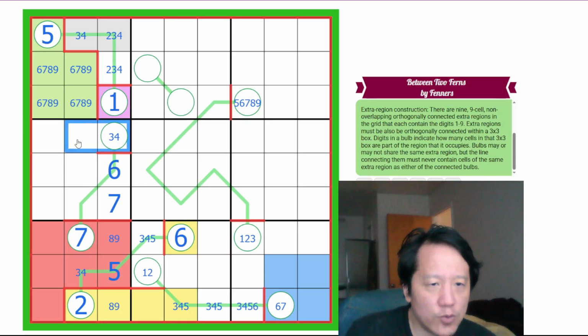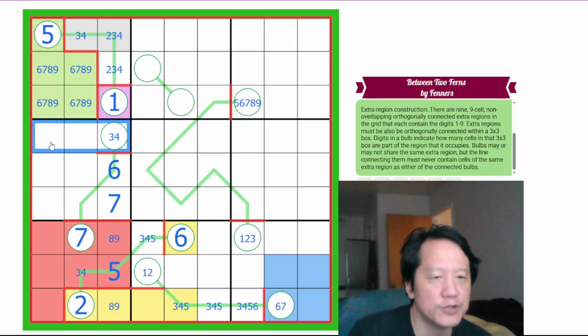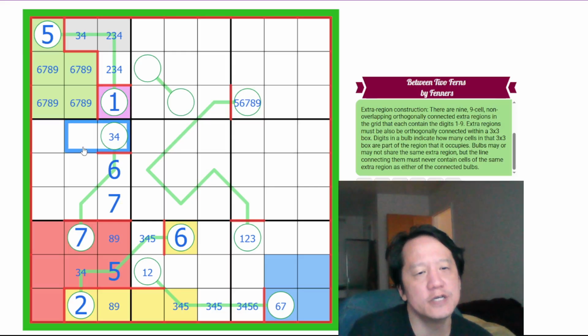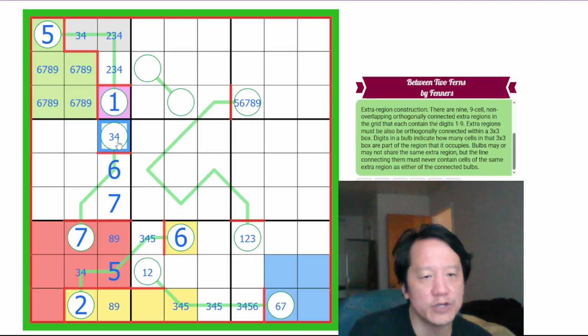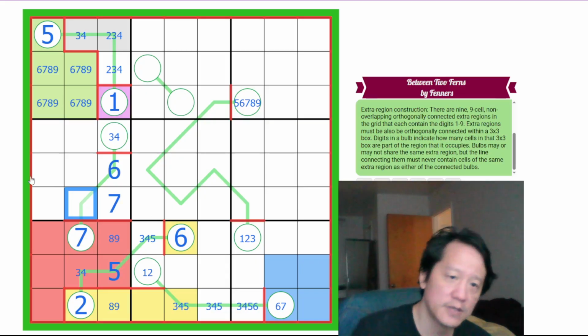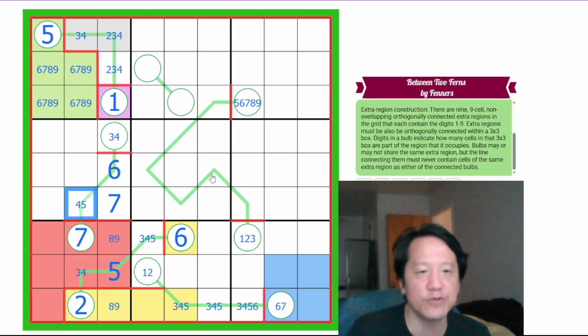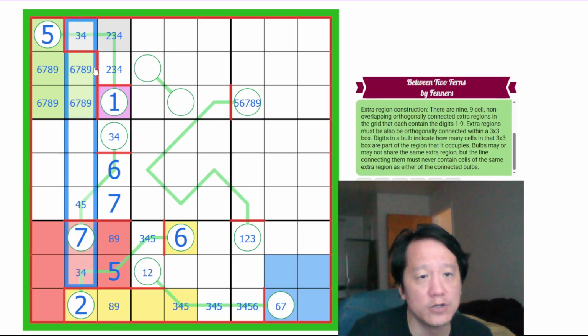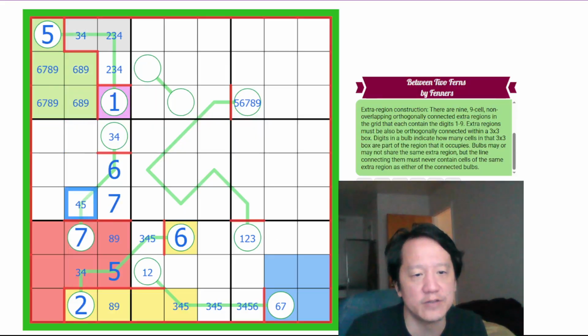If it's 4, it would have to be part of the green region. If it's 3, it would not necessarily have to be part of the green region. Okay, so this is between 3, 4, and 7. Cannot be 6 or 7 here. So this must be 4 or 5 there. We have a 3, 4 pair in column 2, which eliminates 3, 4 in the rest of the column. This can't be 7 either. That makes this 5.